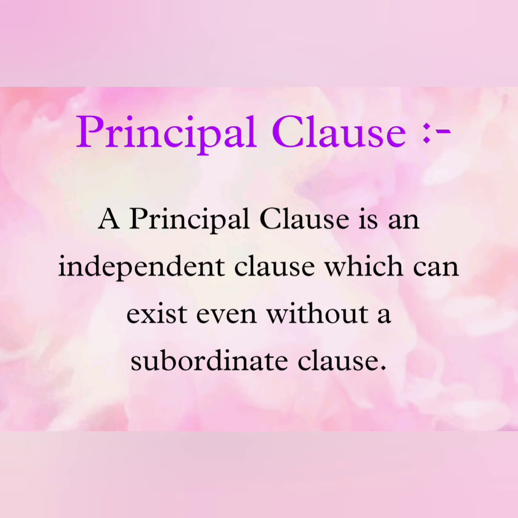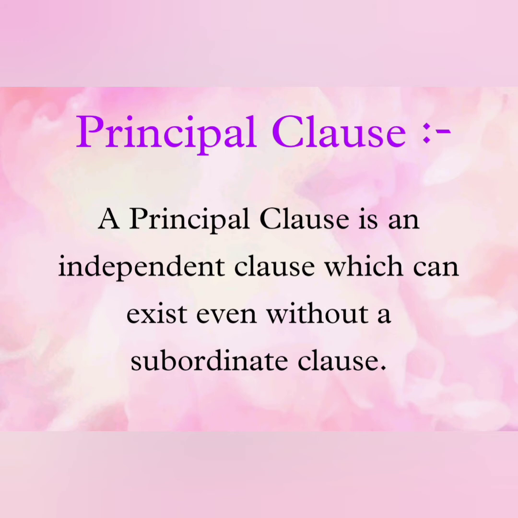Principal clause. A principal clause is an independent clause which can exist even without a subordinate clause. इन प्रिंसिपल क्लॉज, जिसको हम main clause भी कहते हैं, वो independent clause भी कही जाती है, and it carries a complete meaning in itself. It can stand without the subordinate clause. इसका अपने आप में एक पूरा मीनिंग होता है. उसको हम कहेंगे independent clause which carries a full complete meaning in itself. That would be called the principal clause.